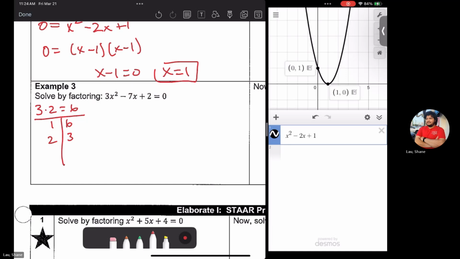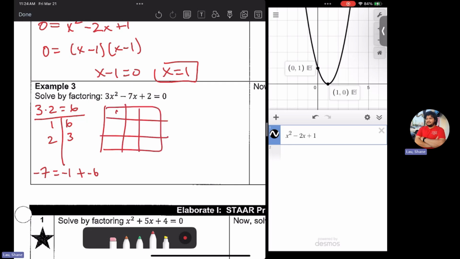However, because I have these answer choices, I need to somehow add up to a negative 7. And the only way for me to add up to a negative 7 is if both my 1 and my 6 were to be negative. So if I add negative 1 and negative 6, that equals my negative 7. And that's what I want. That is true. But I need to make sure that they're negative because I need my B to match up correctly.